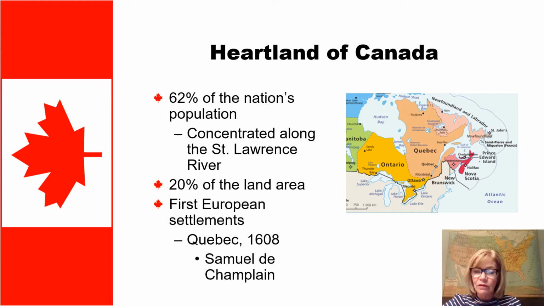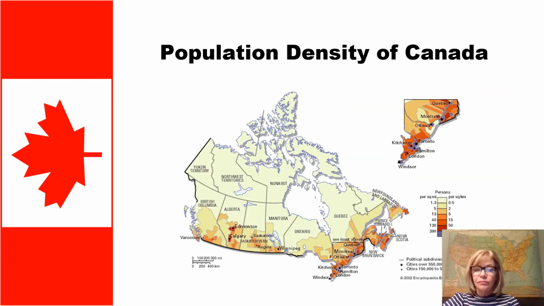of those people live along the St. Lawrence River and very close to the United States. It makes up 20% of the land area. Quebec is the largest of the provinces, right? This is also where the Europeans first settled. You have Cartier who came down there and established a fort, but the permanent settlement was built in 1608 by Samuel de Champlain at Quebec. And that's just 1 year after the British had established Jamestown in Virginia.